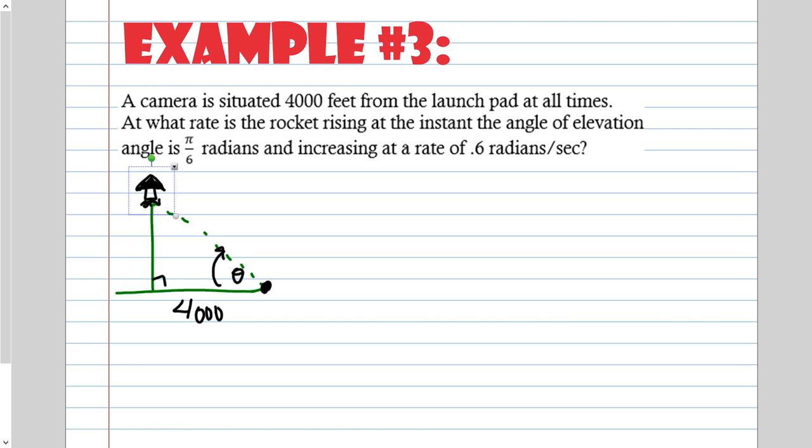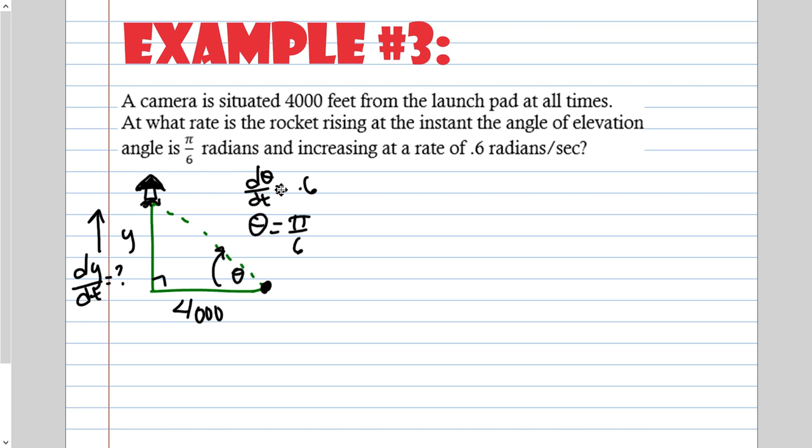At what rate is the rocket rising? So it's going up. We're going to call this y. At what rate is it rising? So dy/dt is what we're looking for. At the instant that the angle of elevation is pi over 6, theta is pi over 6, and increasing at a rate of 0.6. So the angle is increasing at a rate of 0.6. So this is all the information we have.